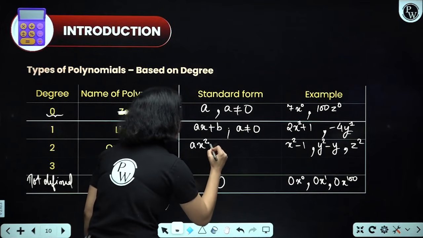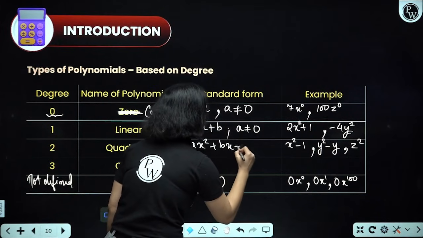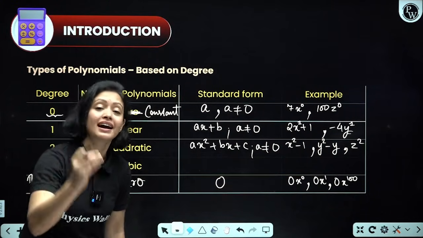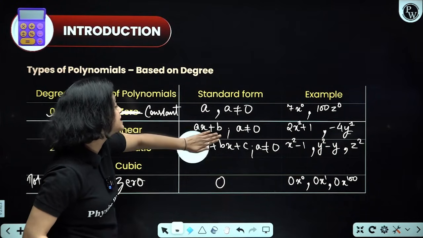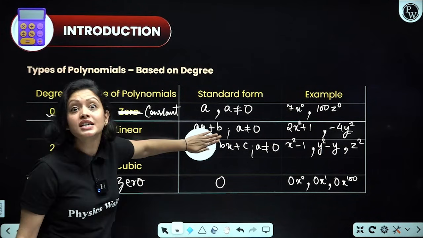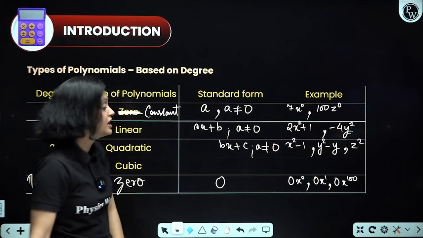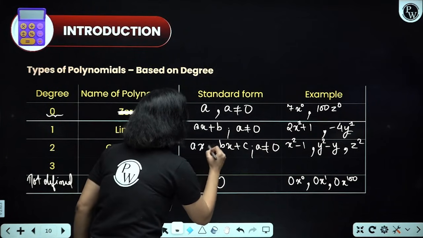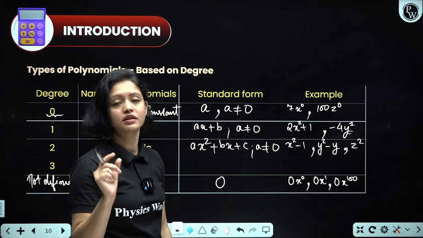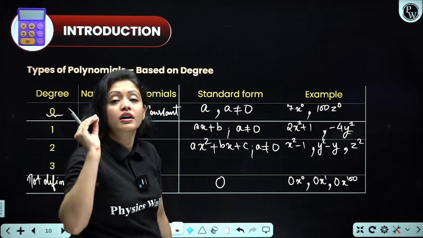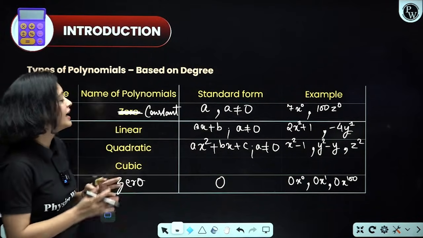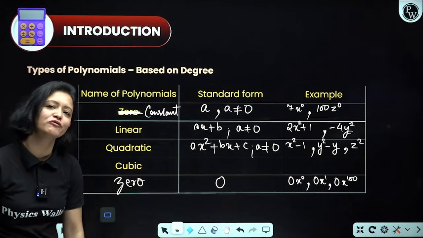The standard form is ax square plus bx plus c, where again the leading coefficient a cannot be 0, because if a becomes 0, then this term will not remain. Only bx plus c will remain, which is a linear polynomial, because the highest power of the variable is 1. So that's why you need to specify that the leading coefficient, the constant that is getting multiplied with the squared variable, is not equal to 0.